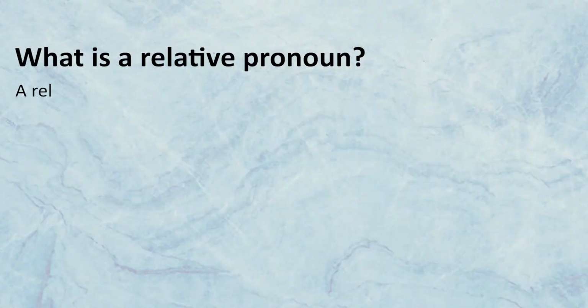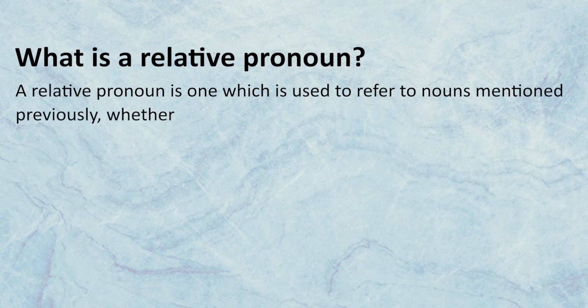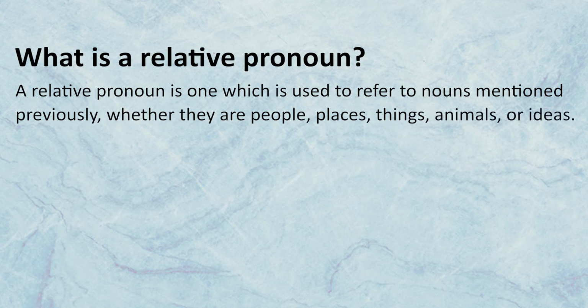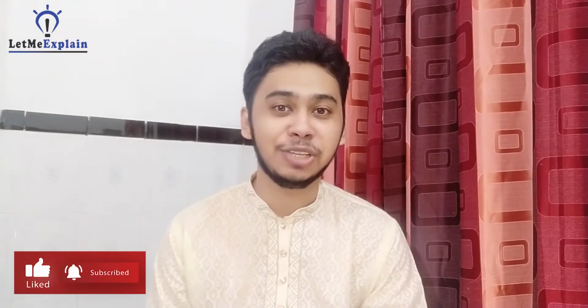So what actually are relative pronouns? A relative pronoun is one which is used to refer to nouns mentioned previously, whether they are people, places, things, animals, or ideas. Relative pronouns can be used to join two sentences. You don't need to remember the definition of relative pronouns, but you should know the uses. First of all, I want to talk about who. Who is a relative pronoun. Who is used for people.